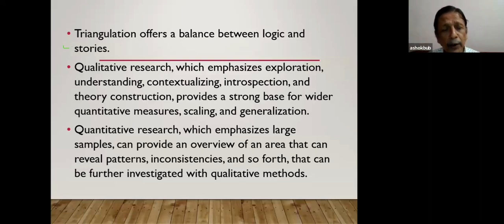This is another advantage. Empiricism gives you the logical explanation of a particular phenomenon. The qualitative approach provides a supportive narrative for making it into a story. When we talk about the interpretation of research, research should not be boring or monotonous. The findings of your research should be like a story. So triangulation helps in offering a balance between logic and story.